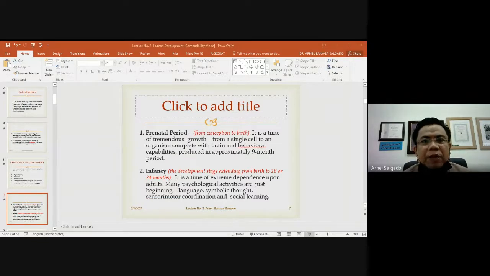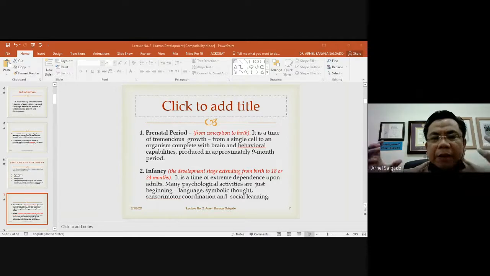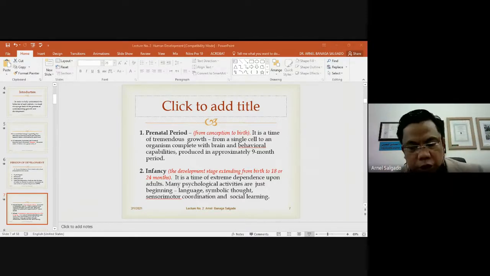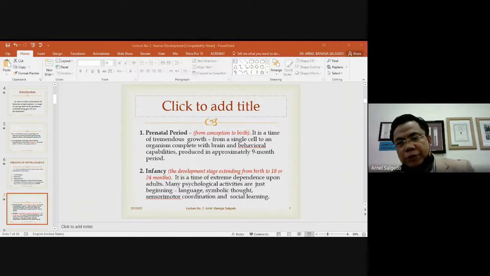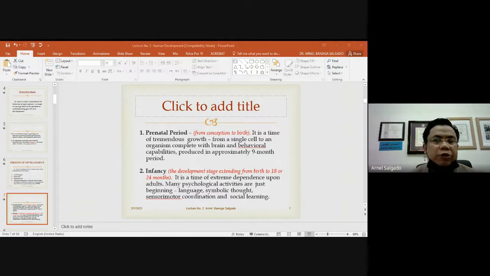This is a time of tremendous growth from a single cell to an organism complete with the brain and behavioral capabilities, produced in approximately 9 months. Prenatal means before natal. Natal means birth. So before birth, this is a transformation that is happening inside the mother's womb. You know what's happening inside the mother's womb, isn't it? Where one single cell, a somatic cell, is multiplying and replicating itself in order to produce a complex organism. As I mentioned earlier, women produce egg cells, right?